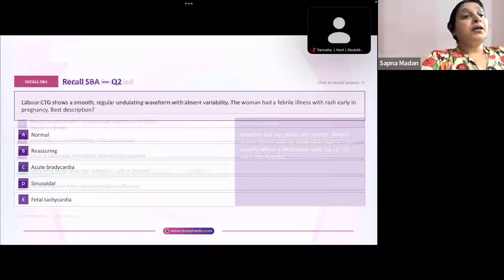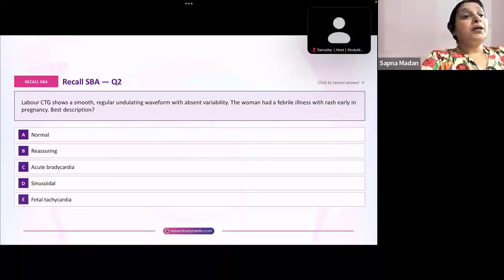Okay, next question. Labor CTG shows a smooth, regular, undulating waveform with absent variability. The woman has a febrile illness with rash early in pregnancy. So what is the best description of this particular CTG? Is it normal? Is it reassuring? Is it acute bradycardia? Is it sinusoidal or fetal tachycardia?